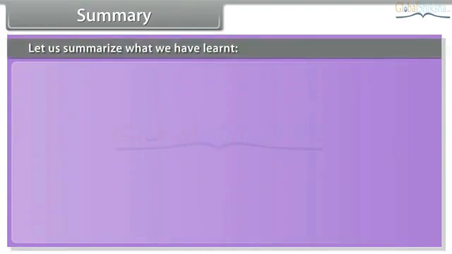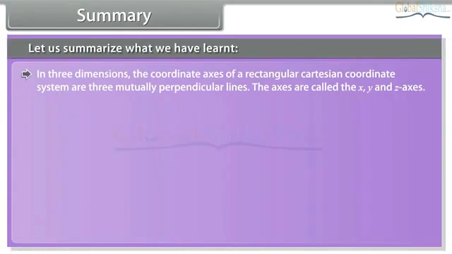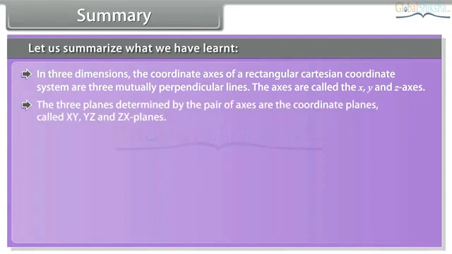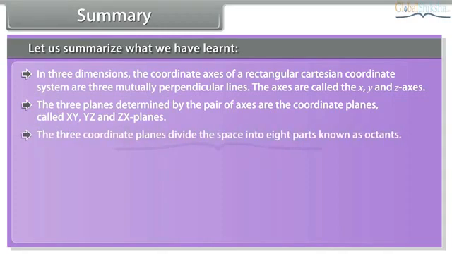Summary. Let us summarize what we have learned. In 3 dimensions, the coordinate axes of a rectangular Cartesian coordinate system are 3 mutually perpendicular lines. The axes are called the x, y, and z axes. The 3 planes determined by the pair of axes are the coordinate planes called xy, yz, and zx planes. The 3 coordinate planes divide the space into 8 parts known as octants.